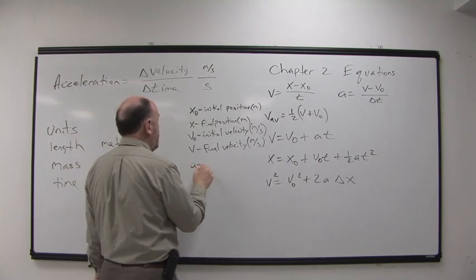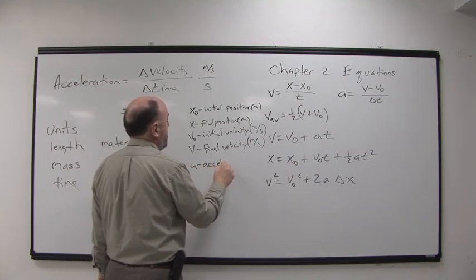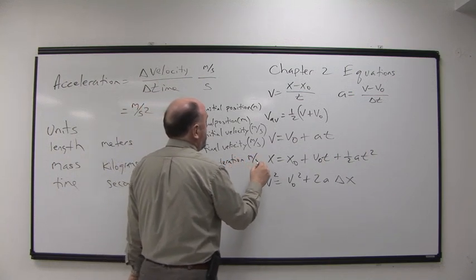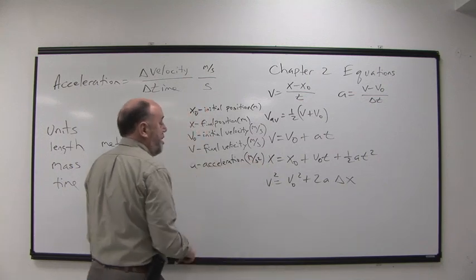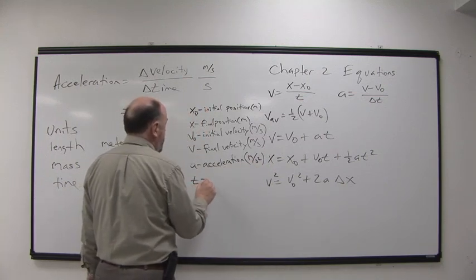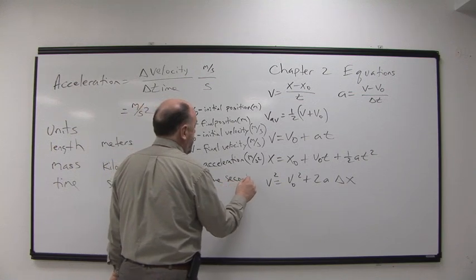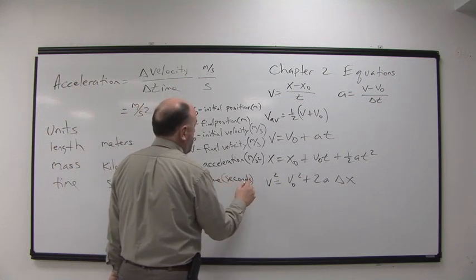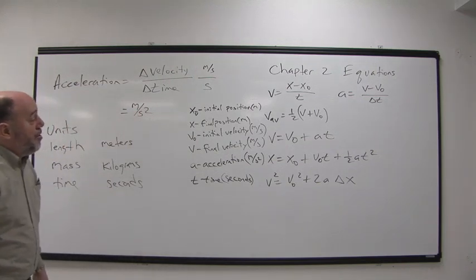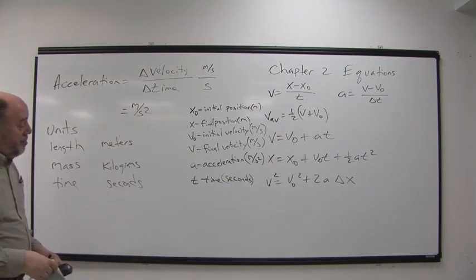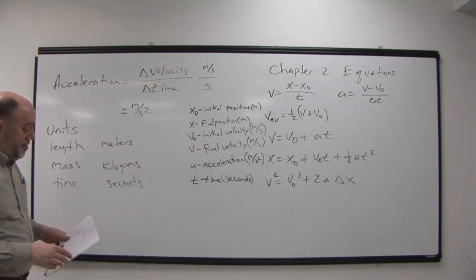A is the acceleration, which will be in meters per second squared. And then t is the time, which will be in seconds. So those are the equations we'll be using and what all the various letters stand for.